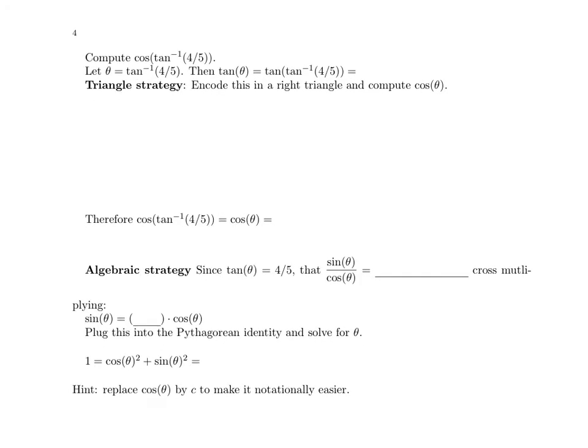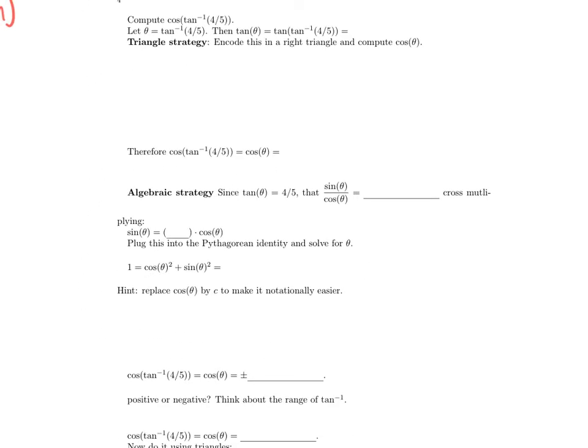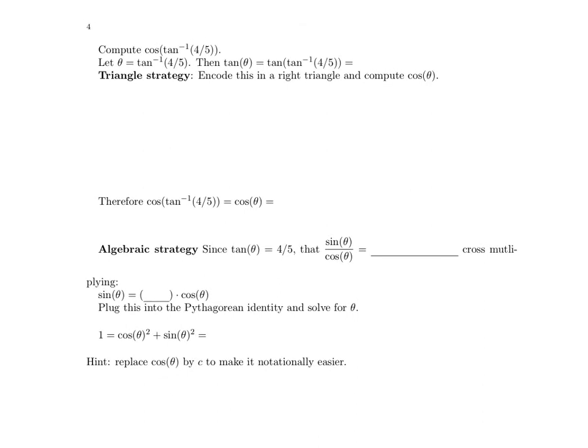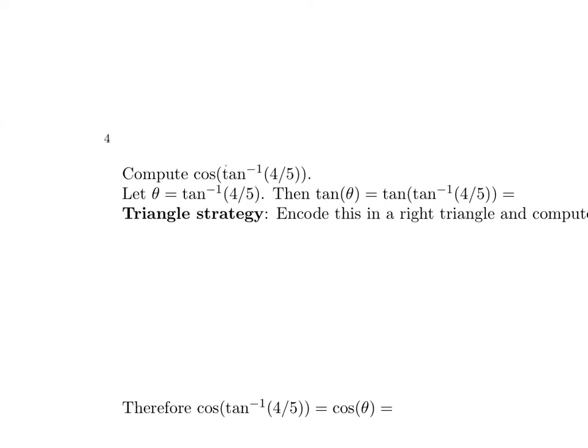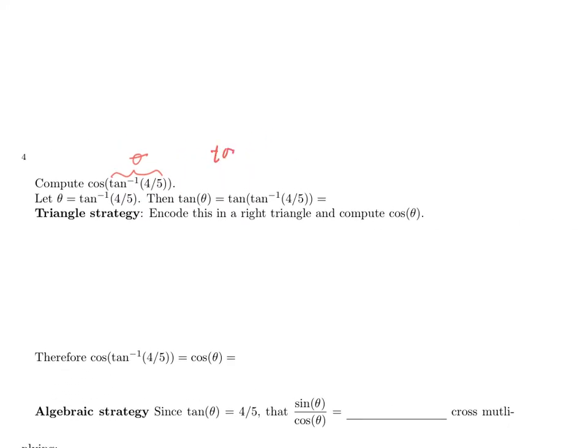So I think I'll do this one in 2 different ways. Let's try to compute the cosine of the inverse tangent of 4 over 5. So let's do it. I'll follow the exact same strategy as we used before. I'll take theta to be this angle. Then what do I know? I know that tangent of theta is equal to 4 over 5. I also know that this angle is in the range of inverse tangent. So theta is in negative pi over 2 to pi over 2.